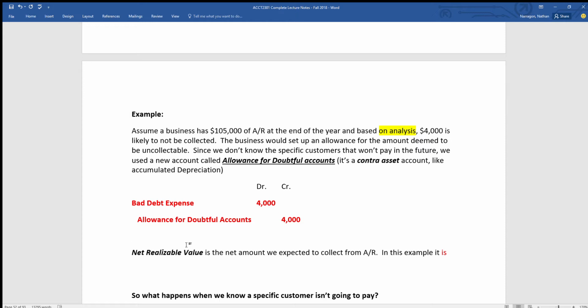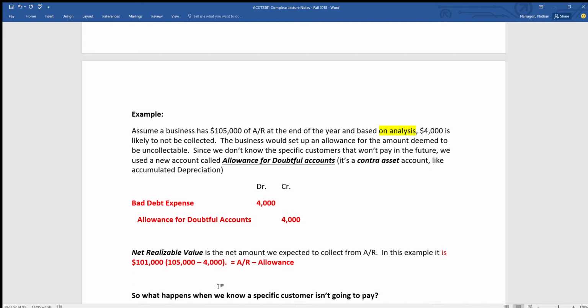So, when we have this going on, with our depreciation, remember back in chapter 3, we did a little bit about book value. Well, chapter 8 is going to have that again. Here we have net realizable value, and this is basically the net amount that we expect to collect from AR. So using our example, we're going to collect $101,000. That's basically what our AR is going to be.